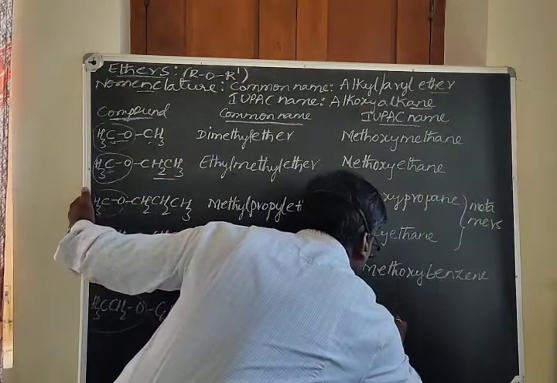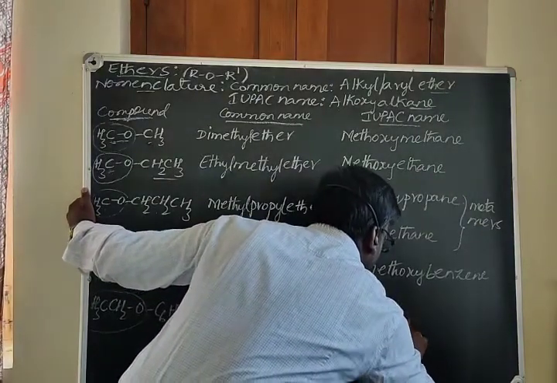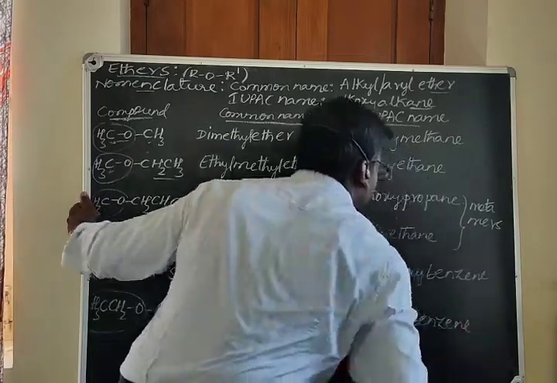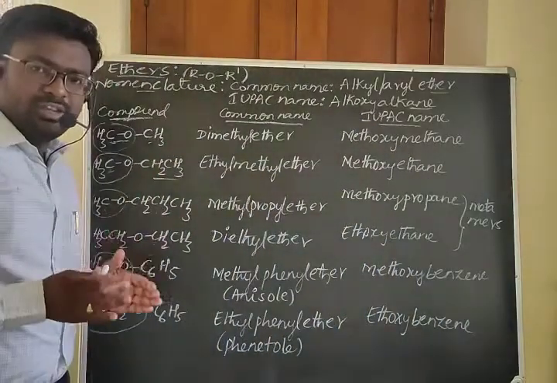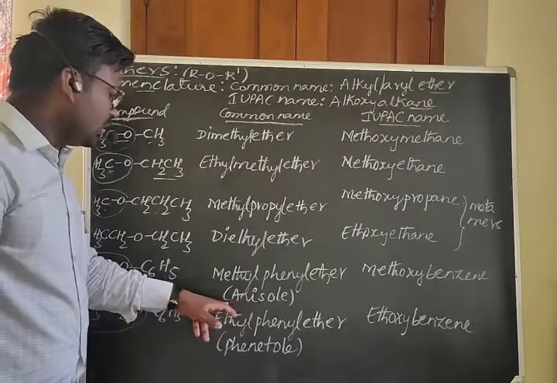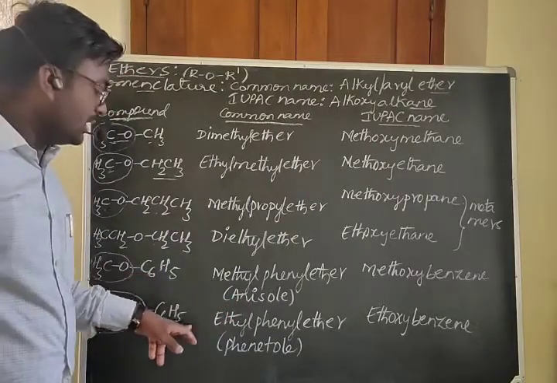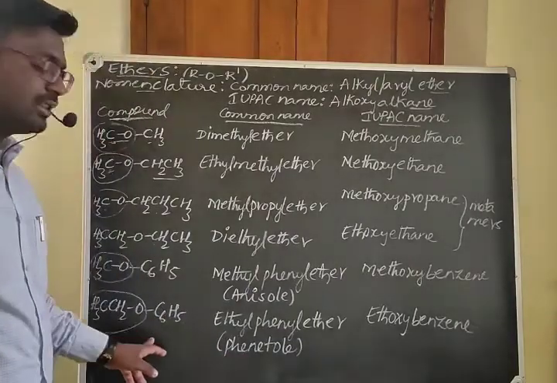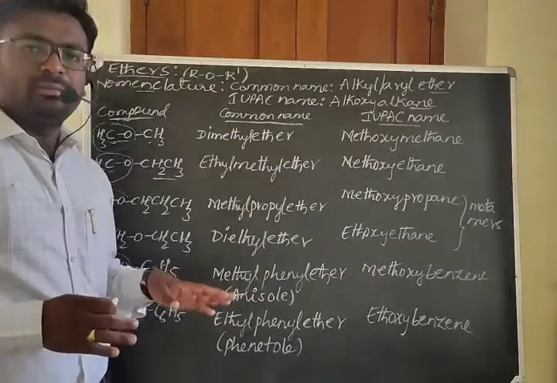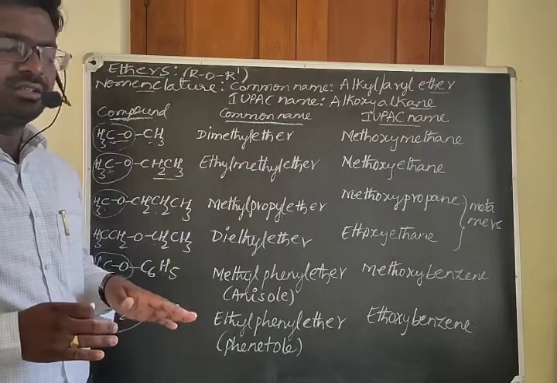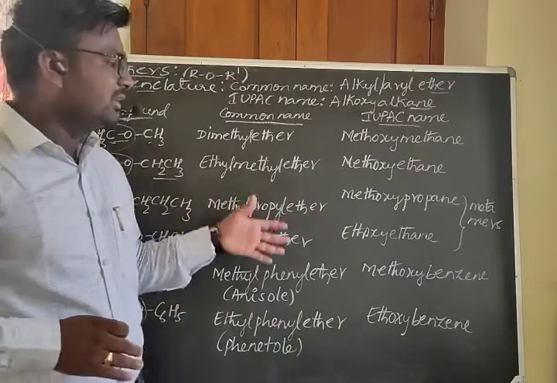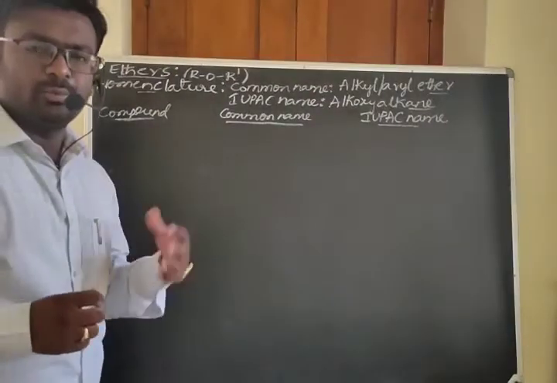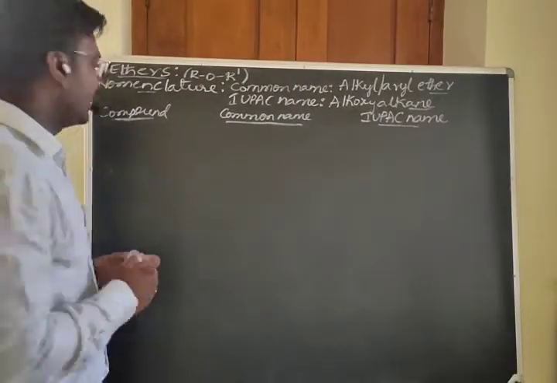It is ethoxybenzene. Here it is very important to remember the common names of these compounds. Anisole is nothing but methoxybenzene and phenetol is ethoxybenzene. In the annual examination, it has been asked for the IUPAC name. Let us consider IUPAC and common names of other compounds.